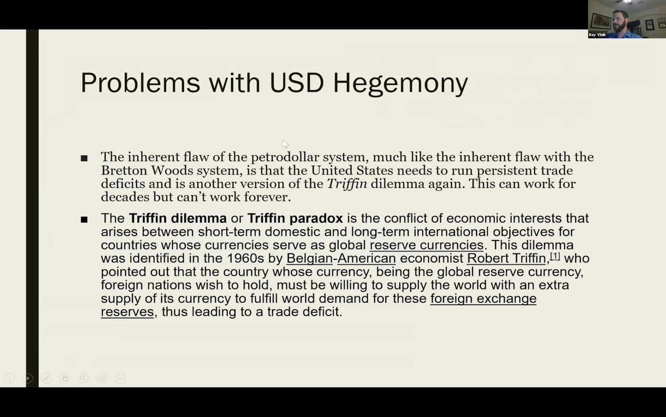So what is the main problem with the USD that is similar, but a little bit different from the gold standard dilemma? And Jeremy, you want to give us a little take on the Triffin Dilemma?